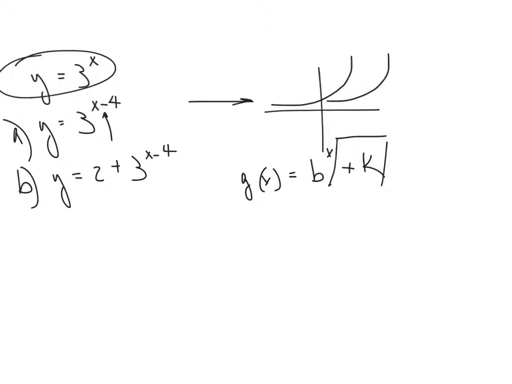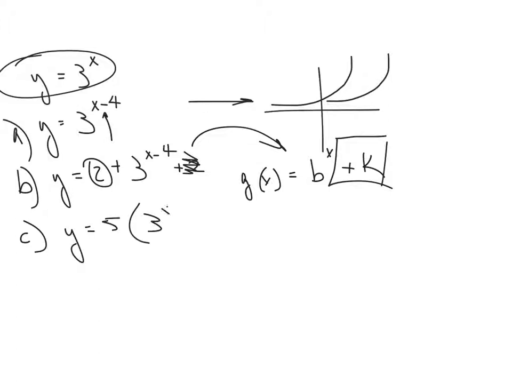And if this is a plus sign, it means that it shifts it up k units. Well, all we did is put that in the front. We could put it afterwards here so that it looks more like that, but just be aware that they didn't do that. They put the 2 at the beginning. Doesn't really matter. Alright, so C says that if we have y equals 5 times 3 to the x.